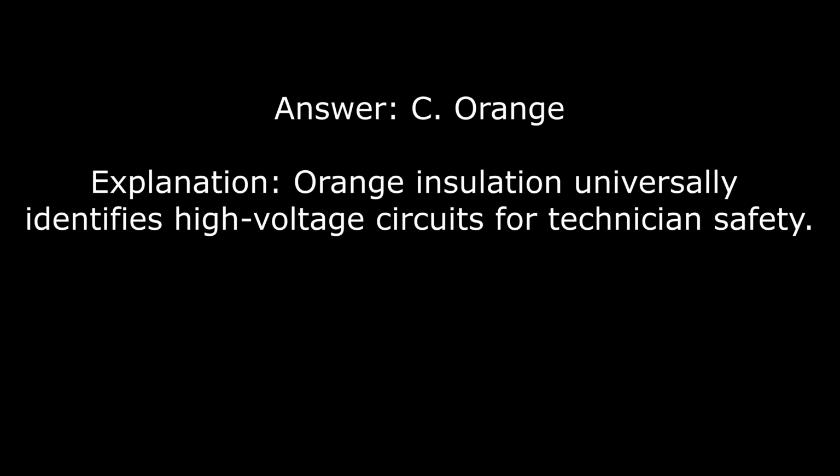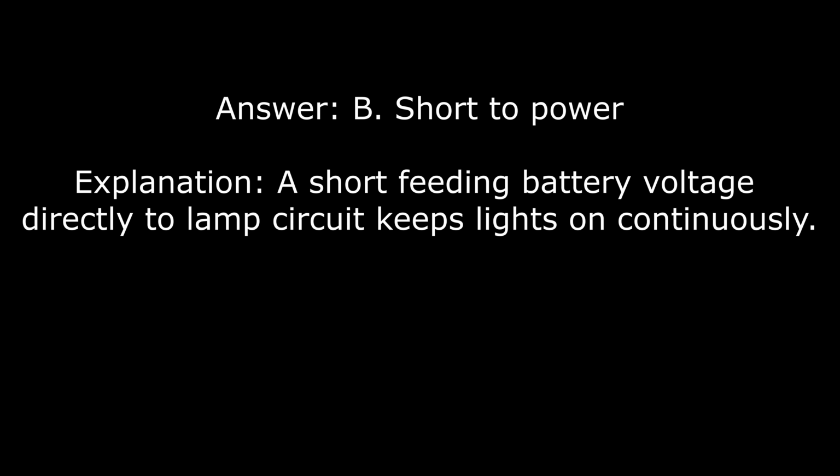10. A headlamp stays on even with switch off. What's the cause? A. Short to ground, B. Short to power, C. Blown fuse, or D. Bad ground? Answer: B. Short to power. Explanation: a short feeding battery voltage directly to lamp circuit keeps lights on continuously.